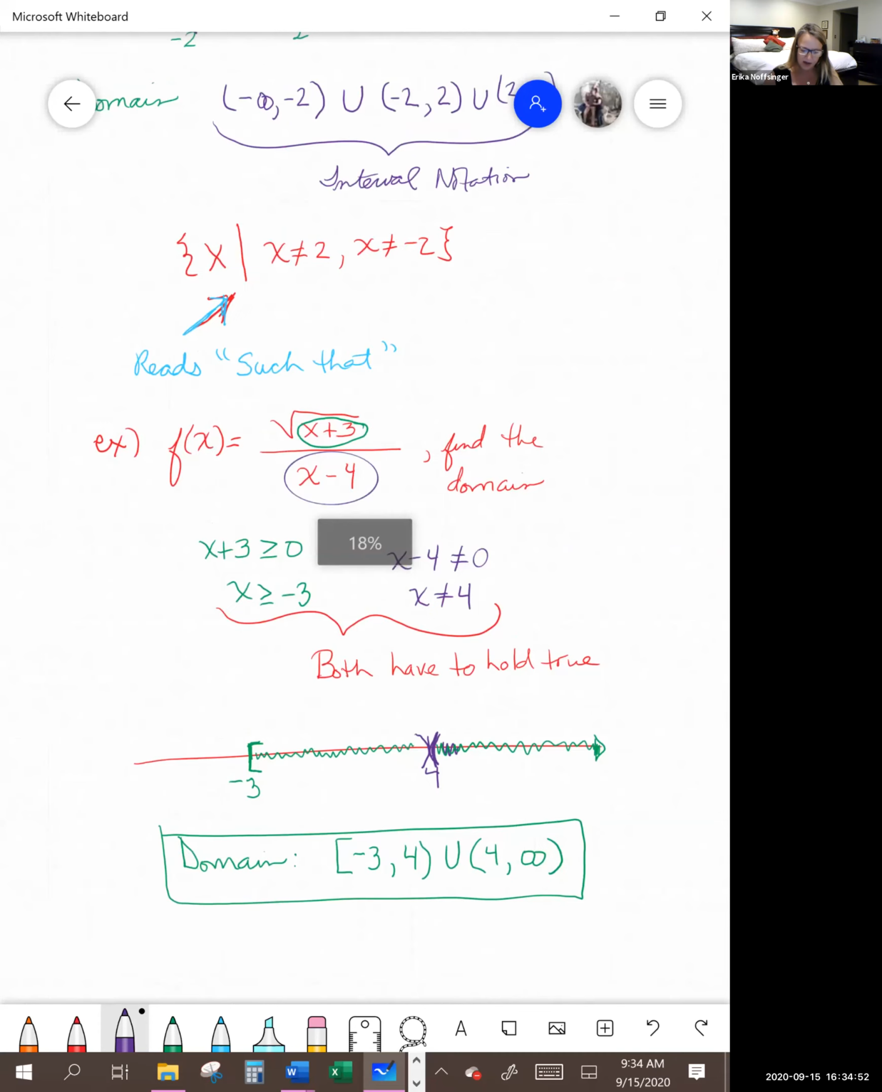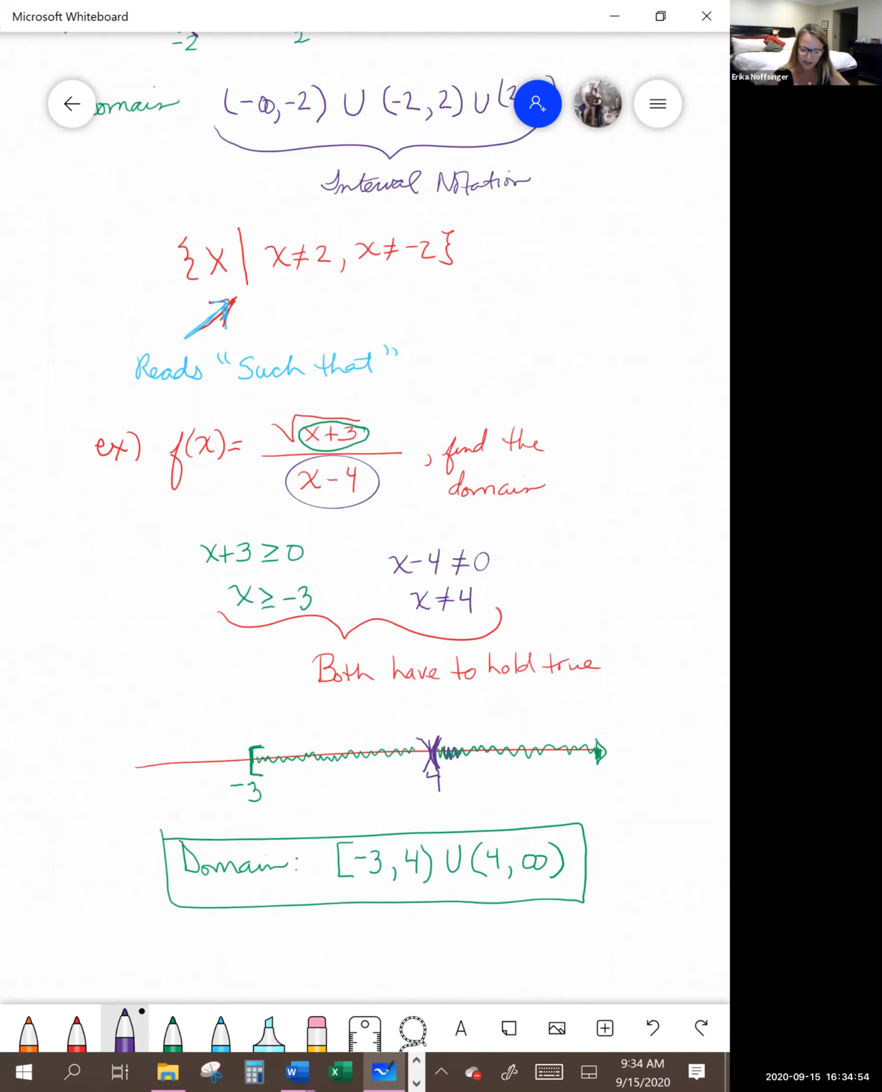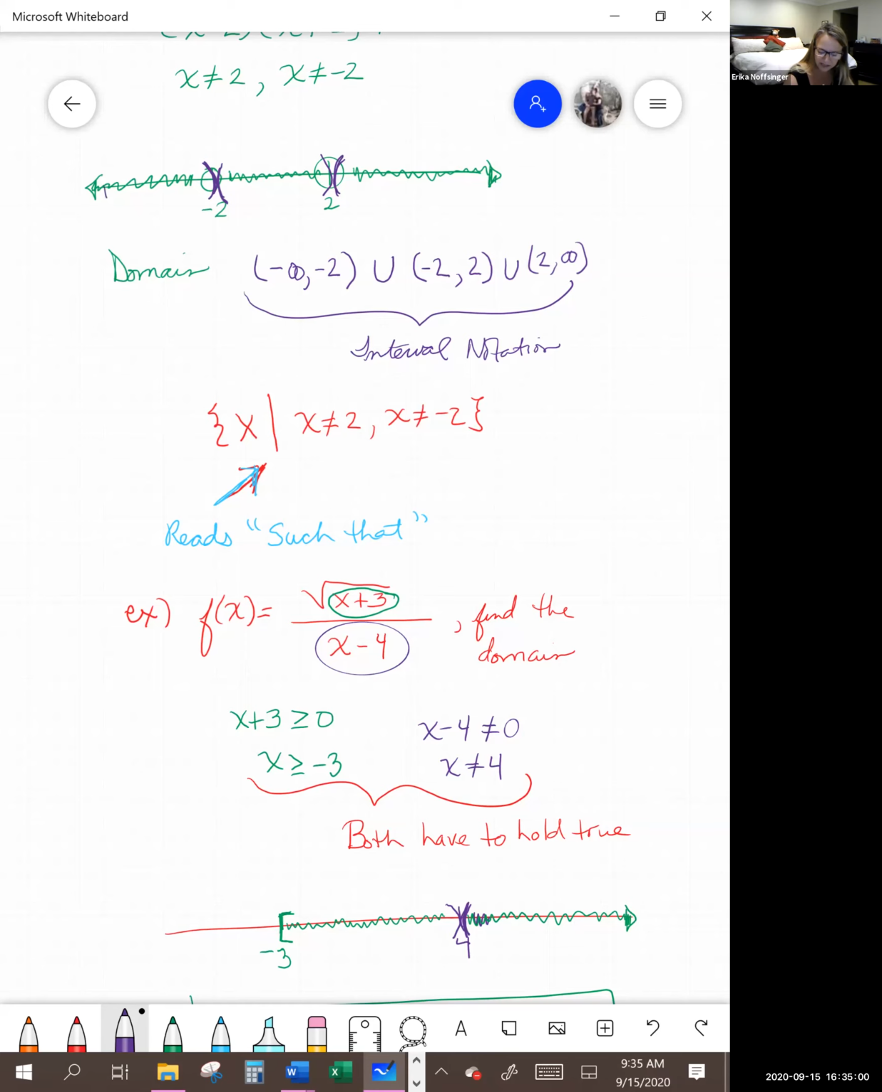On our other one, there were 2 values we had to exclude, and so we had to go up to each piece. Basically with this one, we had to get everything to the left of -2, then everything in between -2 and 2, and then everything bigger than 2. So that was 3 separate sets that we had to put together.